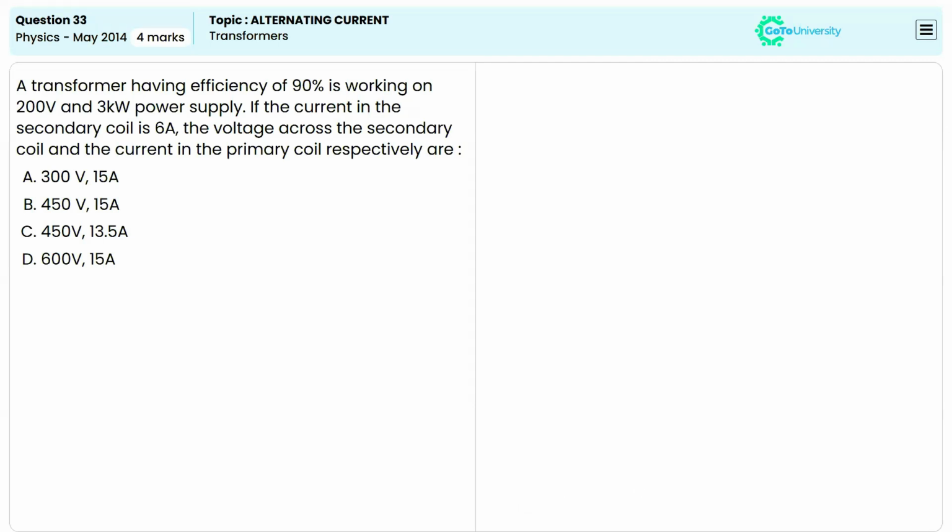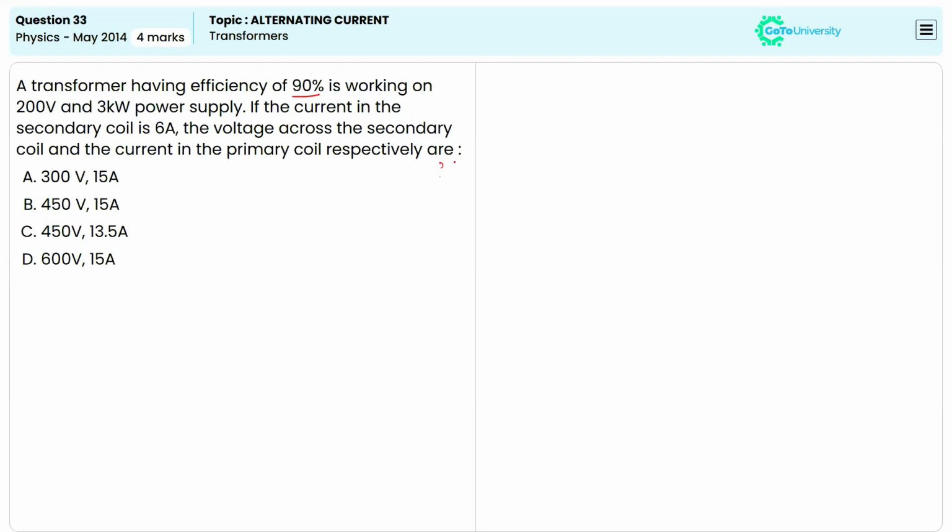So here we are going to solve the question as I said. Try this question. This question is about calculating the voltage and the current. It's given that a transformer has an efficiency of 90% and is working on a 200 volt, 3 kilowatt power supply. If the current in the secondary coil is 6 ampere, what are the voltage across the secondary coil and the current in the primary coil respectively?